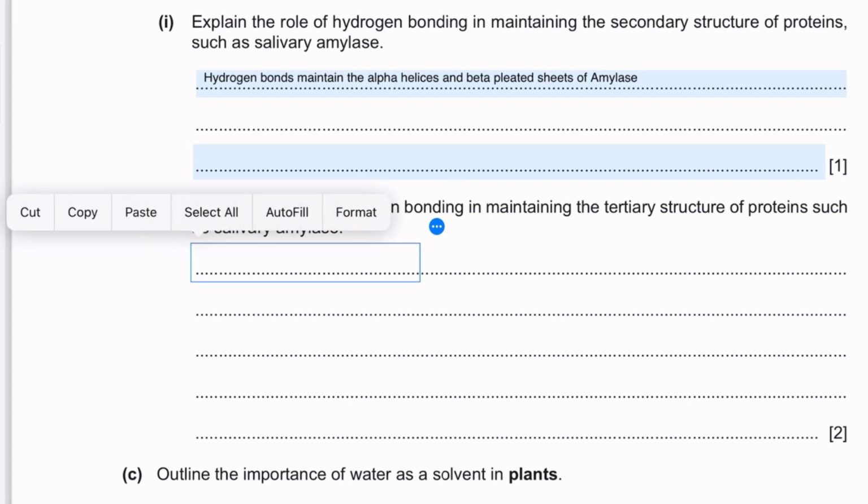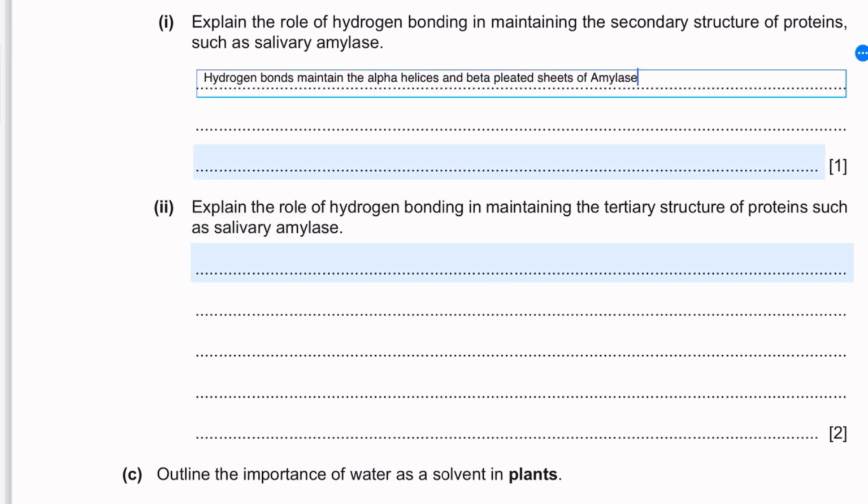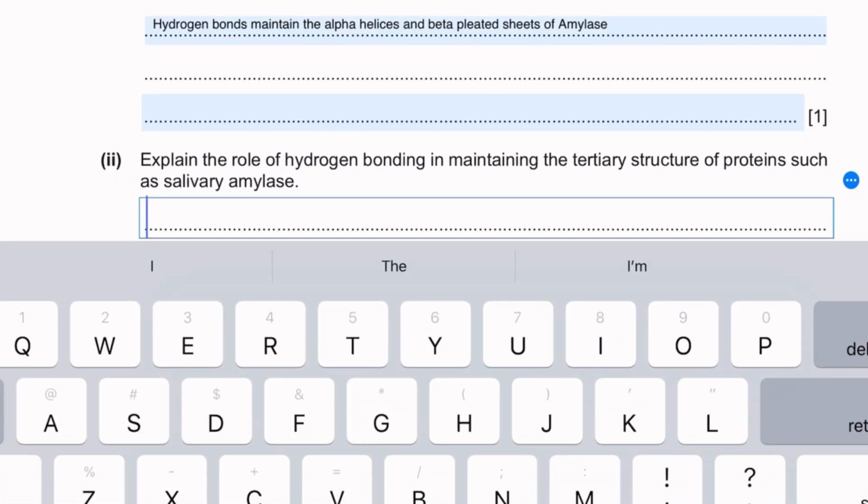This is a weird box. Let's just make it bigger. I can't type, can I? So let's write all this down.